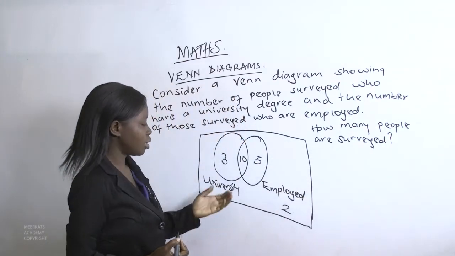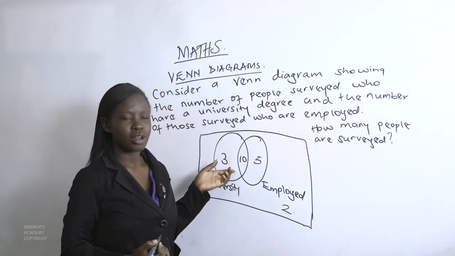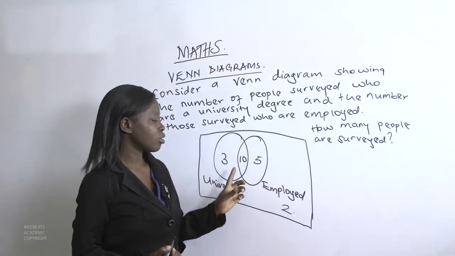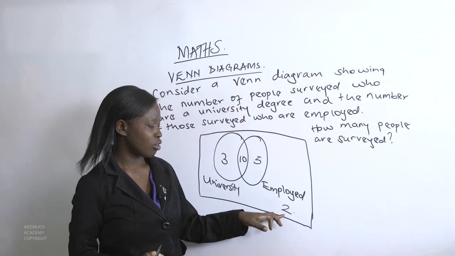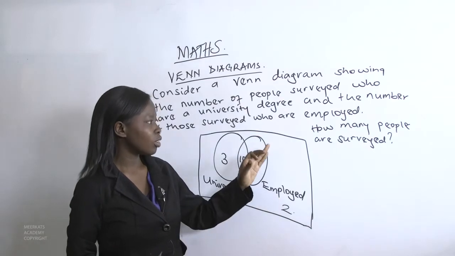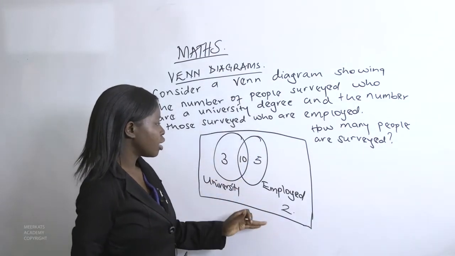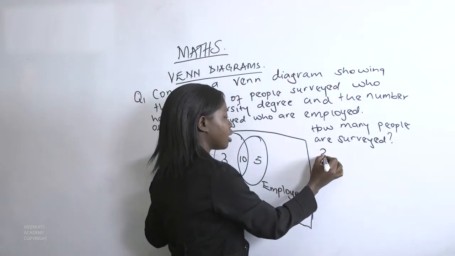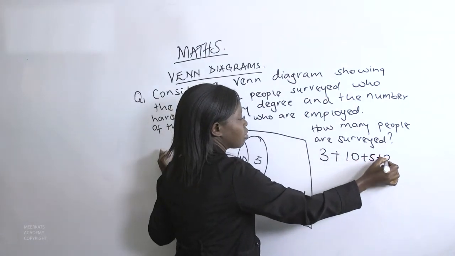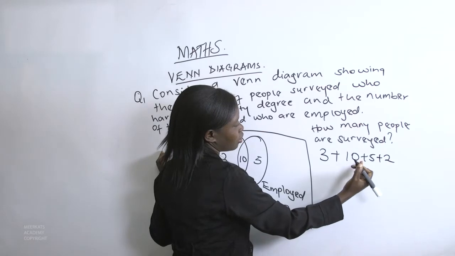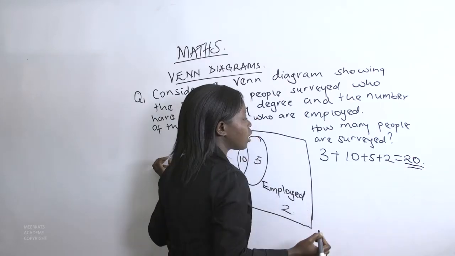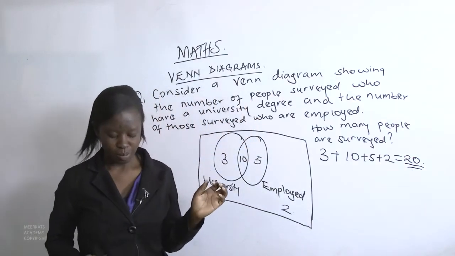Out of this survey, 3 have a university degree, 5 are employed, 10 have both, and 2 have neither. To find the total number of people surveyed, we simply sum the numbers: 3 plus 10 plus 5 plus 2. 3 plus 10 is 13, 13 plus 5 is 18, and 18 plus 2 is 20. So this survey was conducted on 20 people.